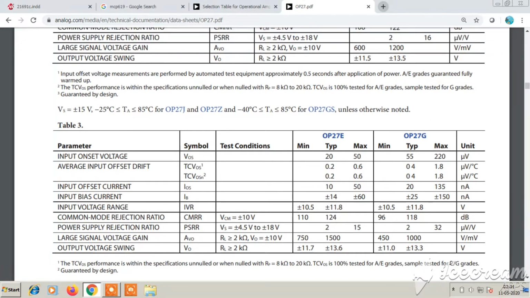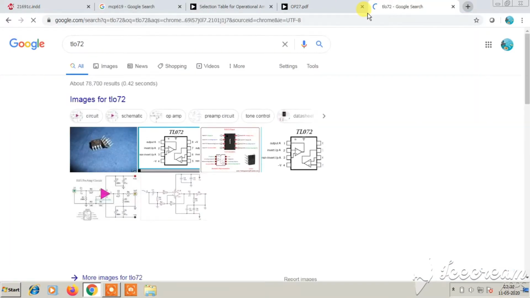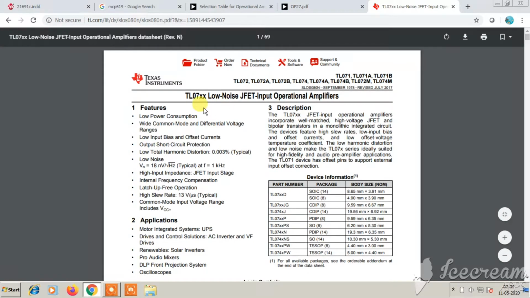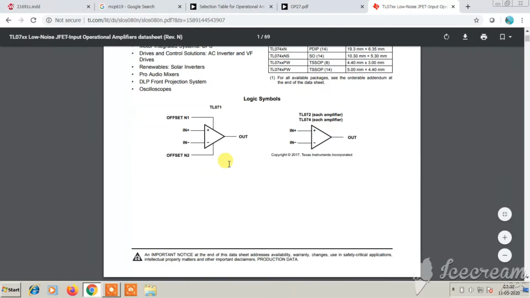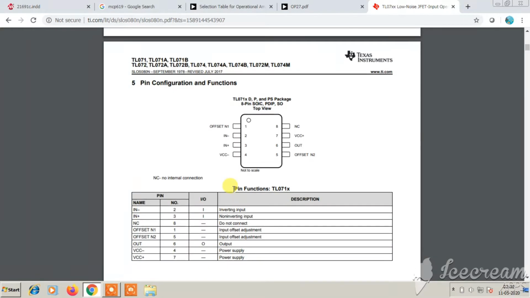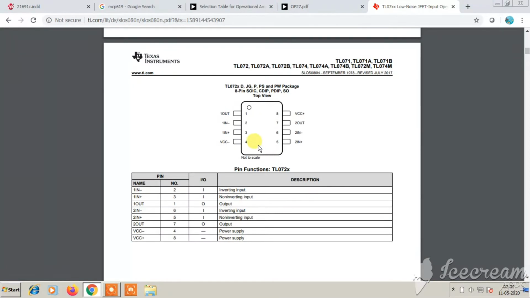Also, if I look for other op amps like the TL072, if I search for this op amp, here you can see that it is a low voltage JFET based op amp, TL07XX. First we will see the TL072 here. The TL072 falls under the pinout category of the LM358 types.